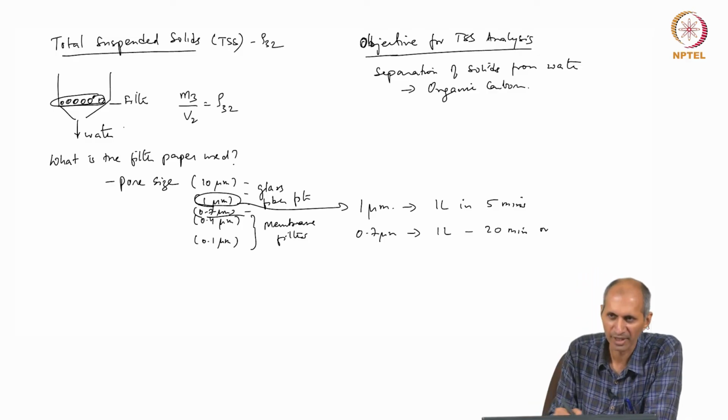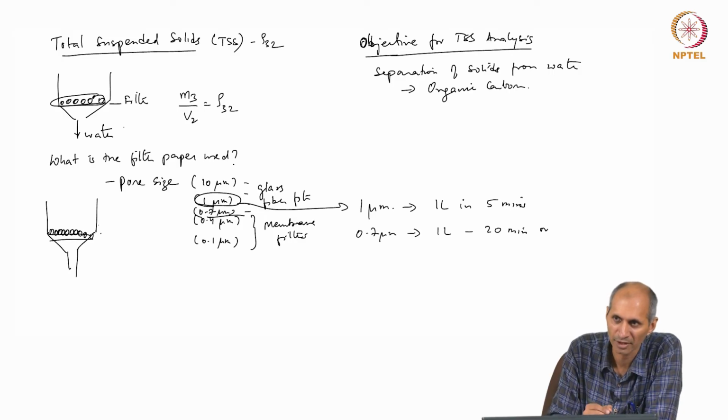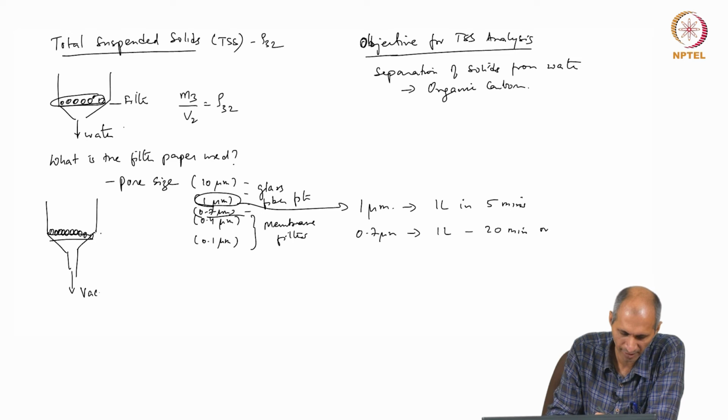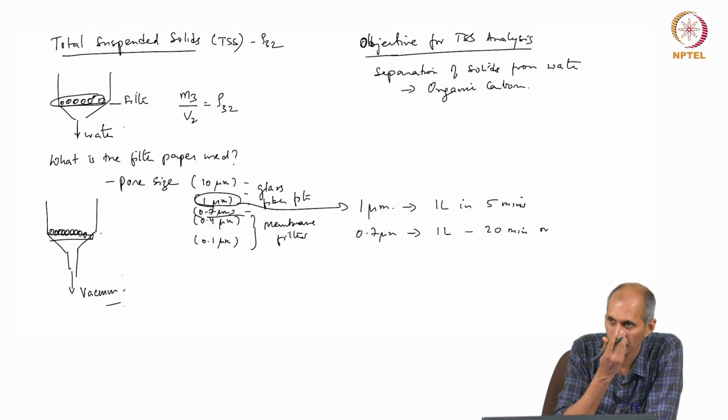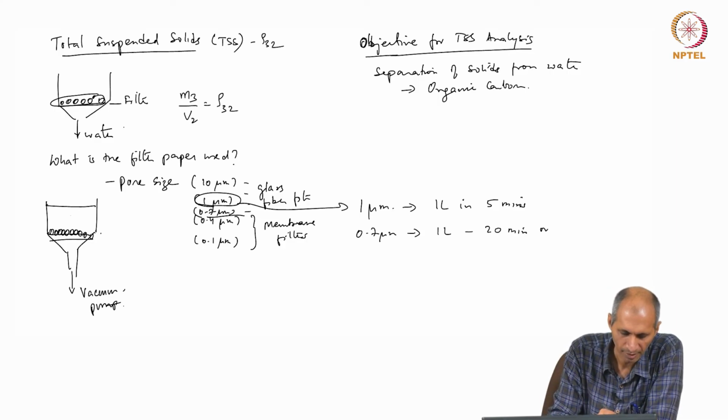So, the way we do filtration here: if I just put the sample on a filter paper and leave it, the pressure drop across the filter paper itself is so much that the moment the first particles collect there, it will not go through by gravity. So you have to put some negative pressure, apply a vacuum. Otherwise, by gravity alone it will not happen. You have to have a vacuum pump to pull the water across the filter.